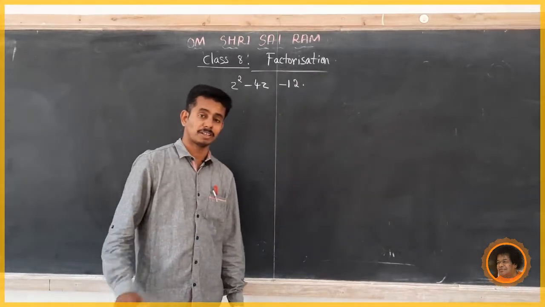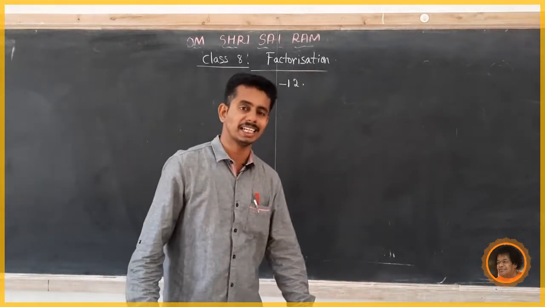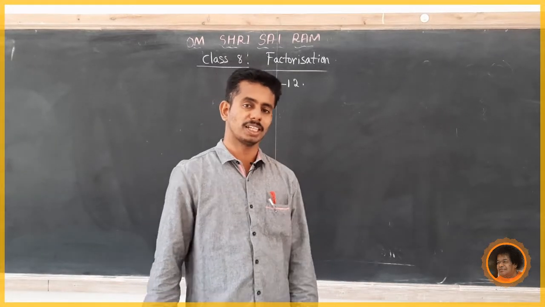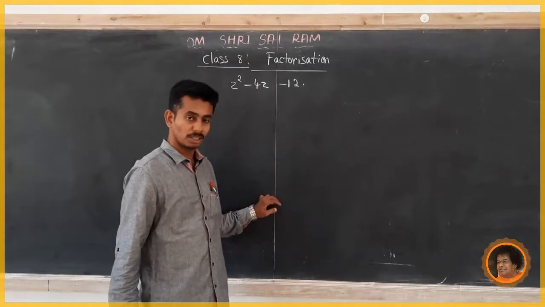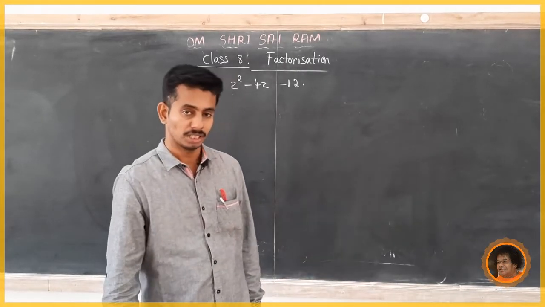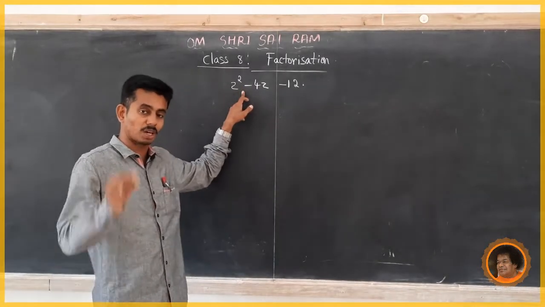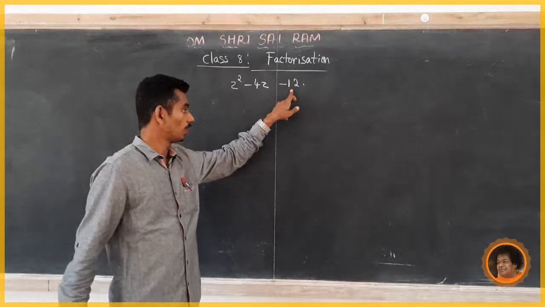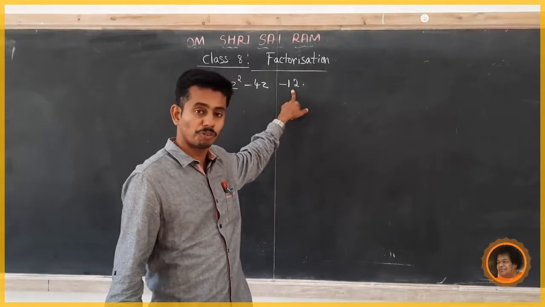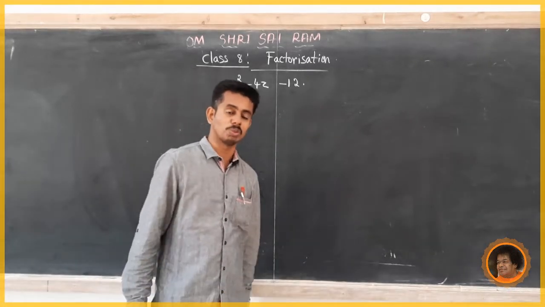How to factorize this problem? In this, can we use the identity a squared minus 2ab plus b squared equals a minus b whole squared? No. Why? Because the square root of z squared is z, but we can't get the square root of 2a. So we cannot use the identity a minus b whole squared.